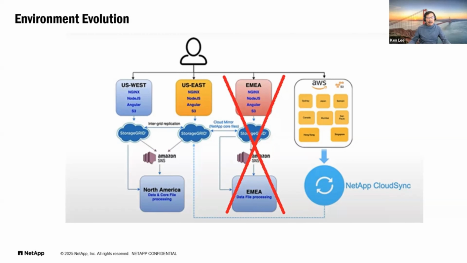We shut down EMEA, scaled the application to Sydney, Japan, Singapore, Hong Kong, and many other locations with no application code change, only variable or table regional data, and no need to deploy our own StorageGRID throughout the world.